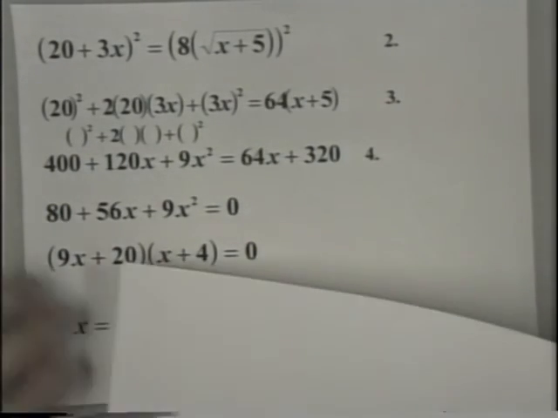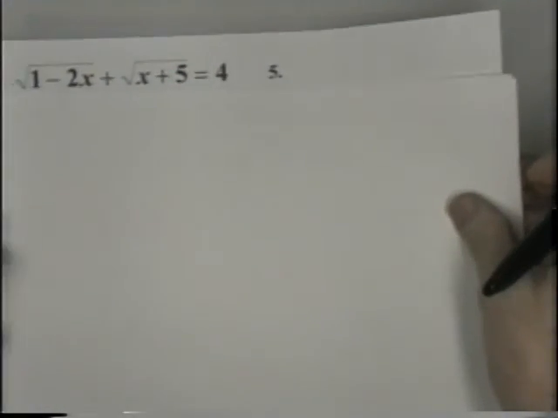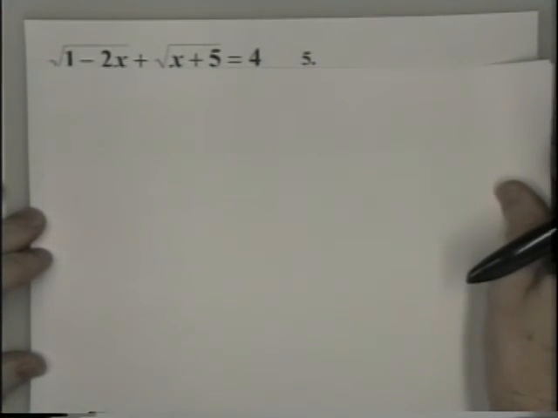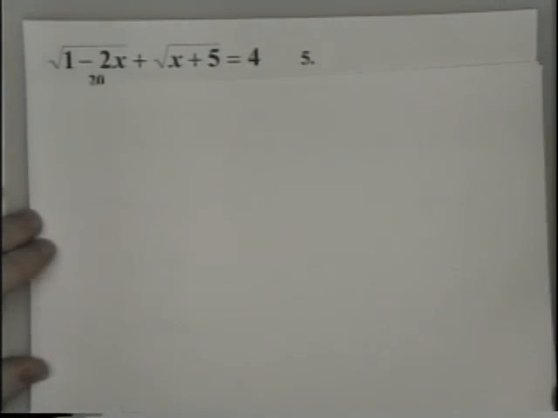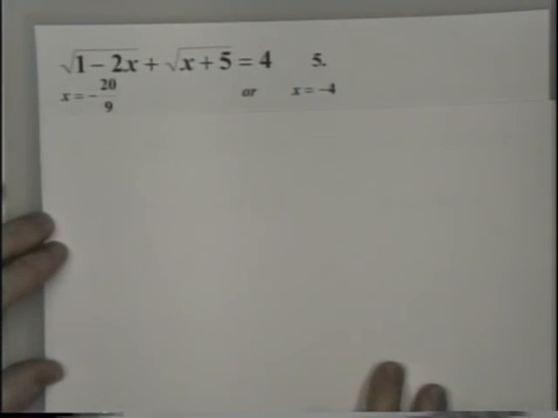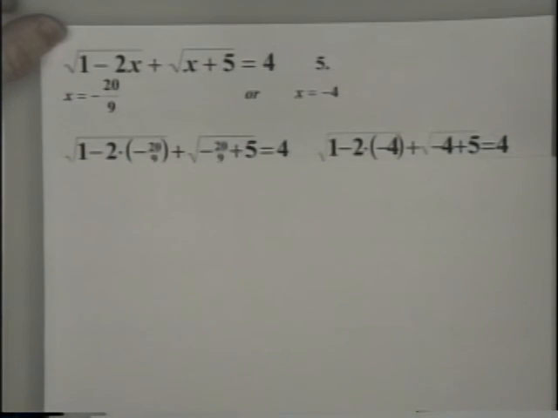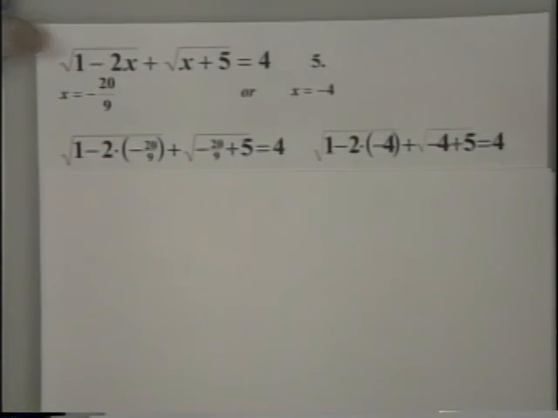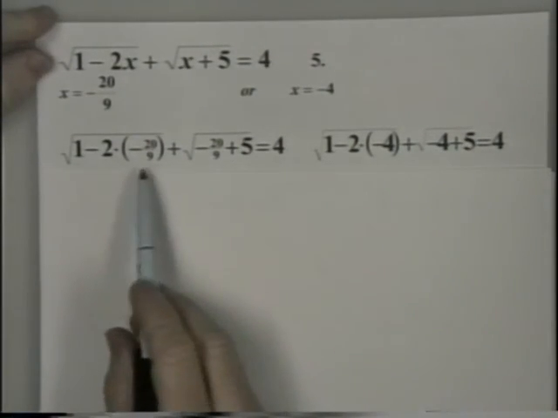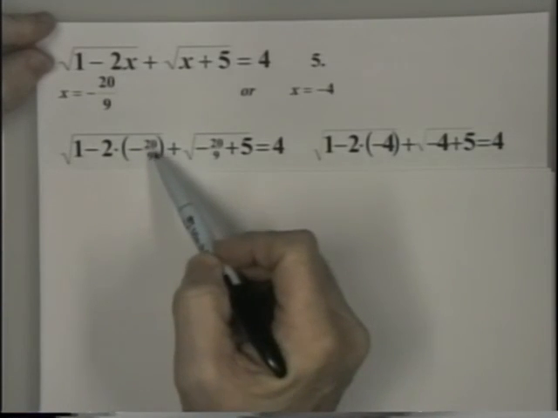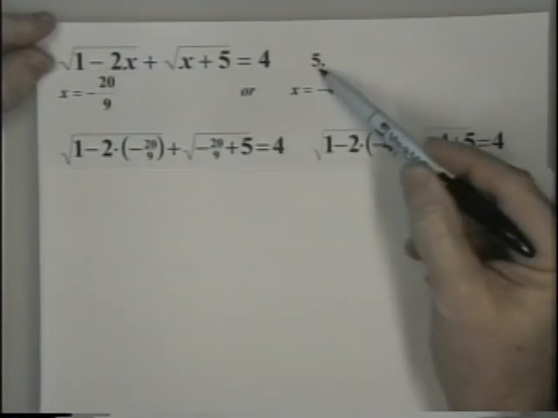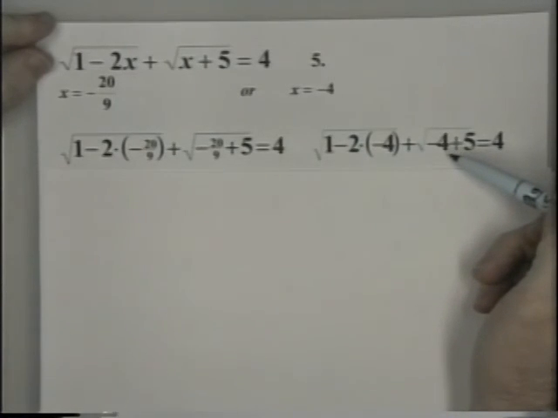So, next page. Here's the original equation again. And we're at step 5, which is checking. Here are the potential solutions: negative 20/9 and negative 4. So let's substitute them in. So we substitute in, and let's see if we can get a solution. Notice, every place I had x, I put a negative 20/9. And over here, every place I had x, I put a negative 4.